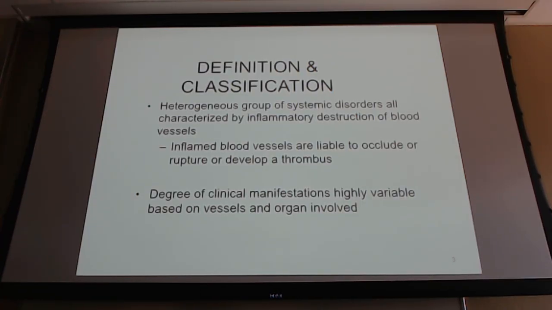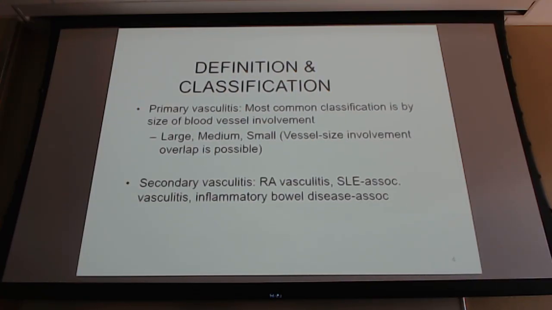Degree of clinical manifestations is highly variable based on the vessels and organ involved. So what is it flowing through that is causing this to happen? We've got primary, we've got secondary. Primary, the most common classification is by size of the blood vessel involvement. So it's large, medium, or small. Okay, it's in regards to the vessel size that is out there.